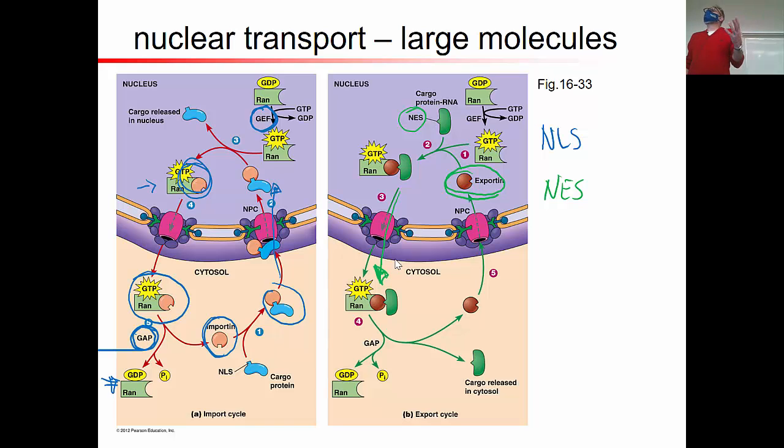What happens to that RAN GTP in the cytosol? It's exposed to RAN GAP, which hydrolyzes the GTP to GDP, and now this can no longer hold on to the exportin. The exportin is released. The released exportin can't bind to the cargo, so the cargo is also released. Are there any questions about that?